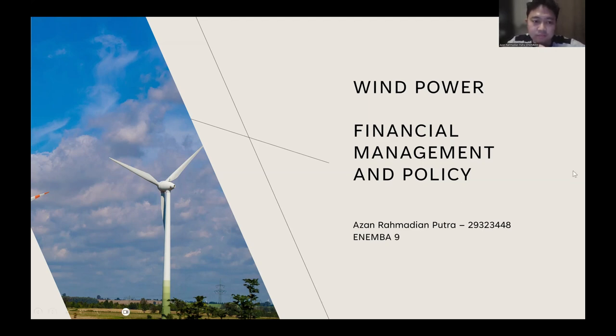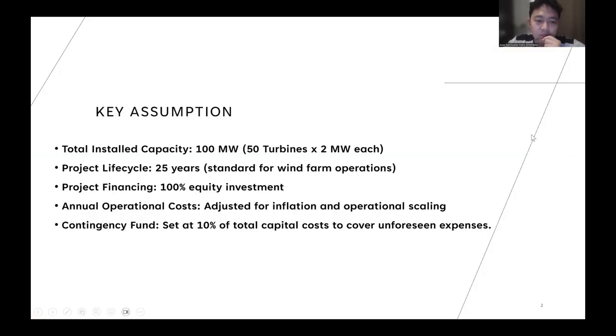Okay, so first, from this wind power case, we have some key assumptions. The total installed capacity is 100 megawatt, with 50 turbines at 2 megawatt each. Secondly, the project life cycle is 25 years, standard for wind farm operation. And the third is that the project financing is 100% equity financing for the investment.